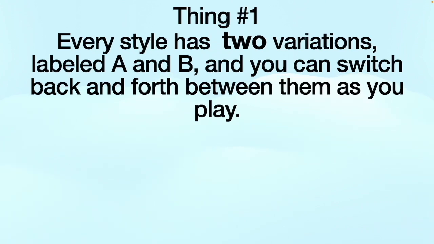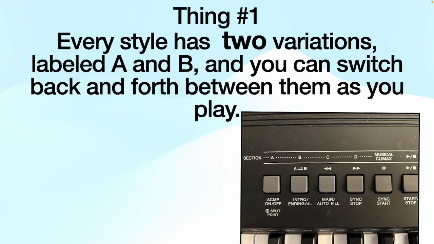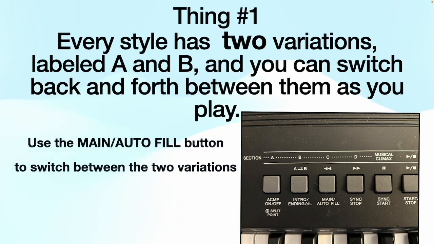Thing number 1. Every style has 2 variations labeled A and B, and you can switch back and forth between them as you play. Use the main/auto-fill button to switch between the 2 variations, and it's right here. So every time you tap it, you will switch back and forth between variation A and variation B.